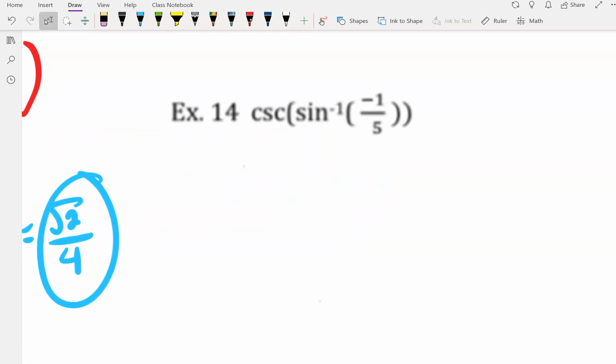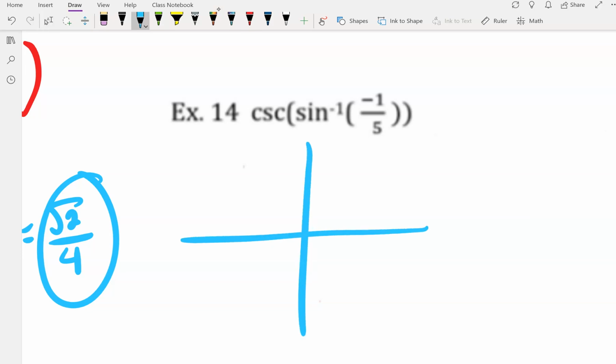All right, last one. Let's draw a picture. Now we're going to go, sine is opposite over hypotenuse. So the opposite is going to be -1, so I'm going to be going down 1. But then the hypotenuse is 5.